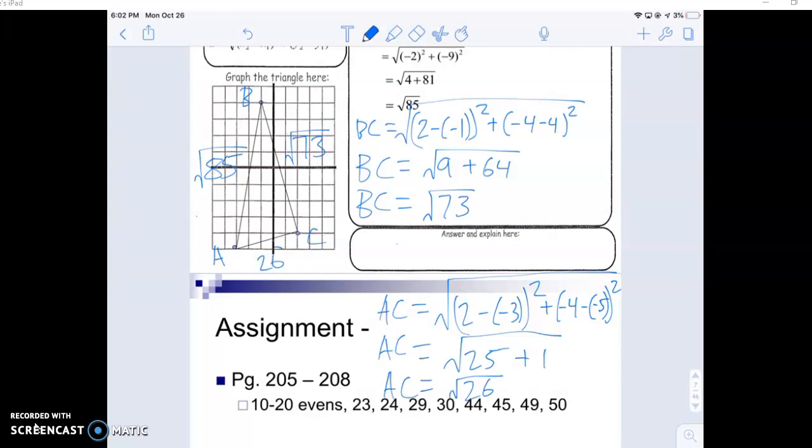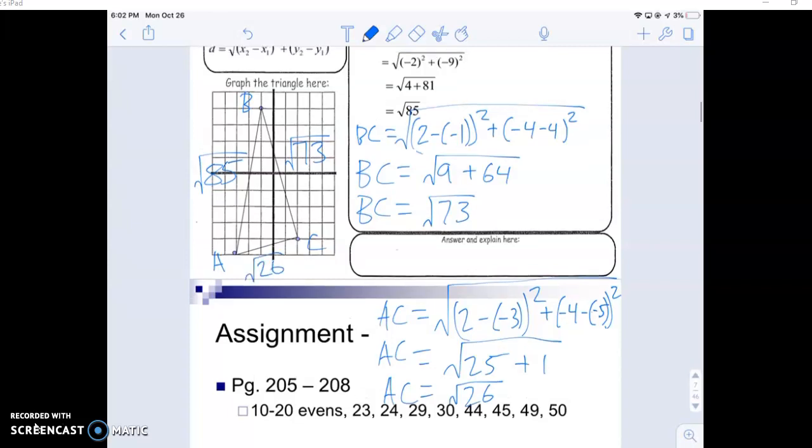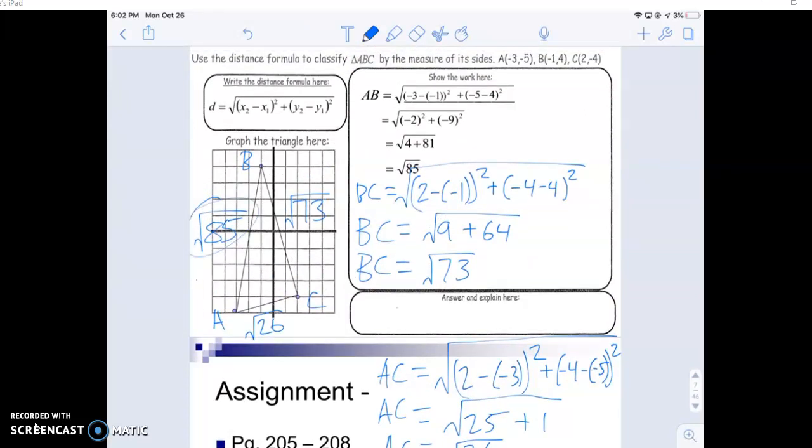We'll write that down. So we have all three of our side lengths: square root of 85, square root of 73, and square root of 26. Then you can figure out what type of triangle it is. It's three sides that are all different, so I'm going to say it is a scalene triangle. Good stuff. The explanation: all three sides are of different lengths.